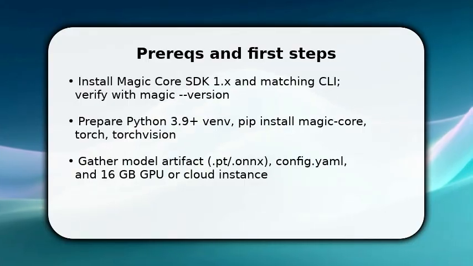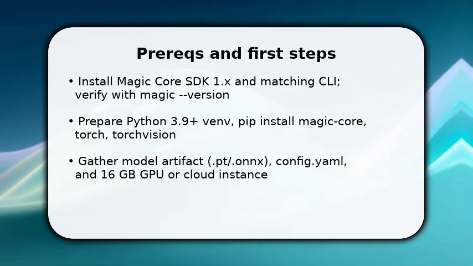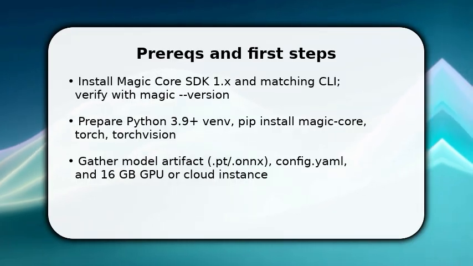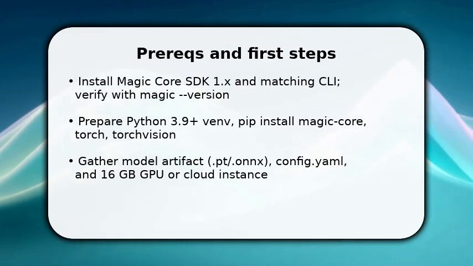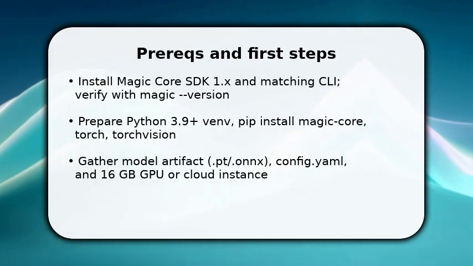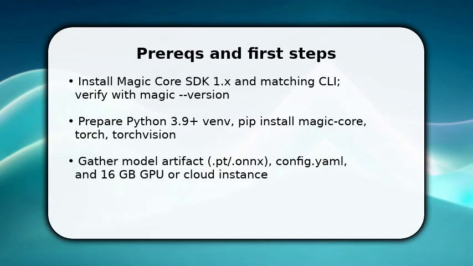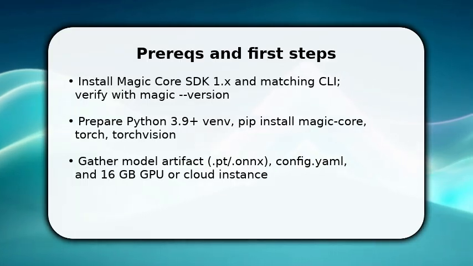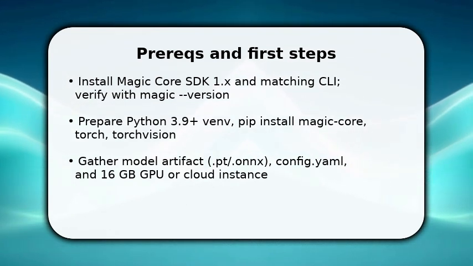You start by confirming prerequisites and taking immediate action. Install Magic Core SDK and its CLI, then create a Python 3.9 plus virtual environment. Once done, pip install Magic Core plus required ML libs like Torch and TorchVision to ensure runtime compatibility. Make sure you have the model artifact and config YAML ready, and provision a GPU with at least 16 GB or a cloud instance. You'll be ready to run the first initialization command and register the model with the core service.